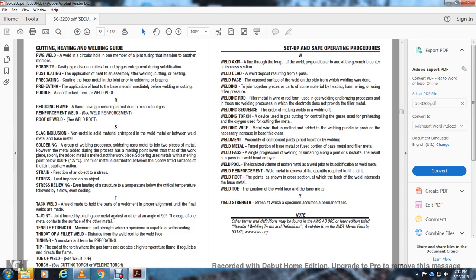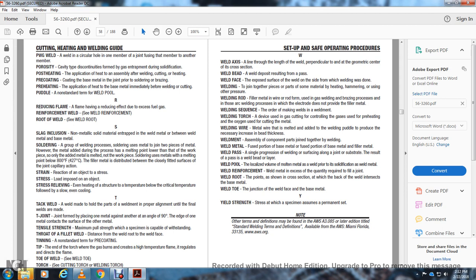Plug weld: a weld made in a circular hole in one member of a joint, fusing that member to another member. Porosity: a cavity-type discontinuity formed by gas entrapment during solidification. Postheating: the application of heat to an assembly after welding or cutting. Precoating: coating the base metal with a filler metal, as in soldering or brazing. Preheating: the application of heat to the base metal immediately before welding or cutting. Puddle: a non-standard term for the weld pool.